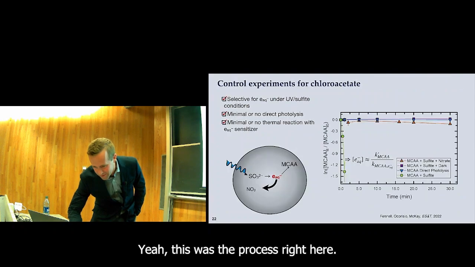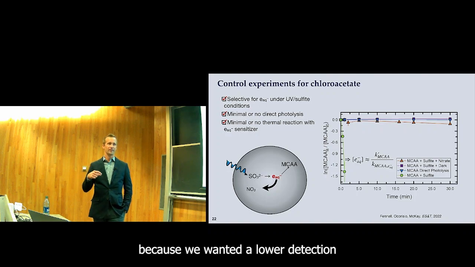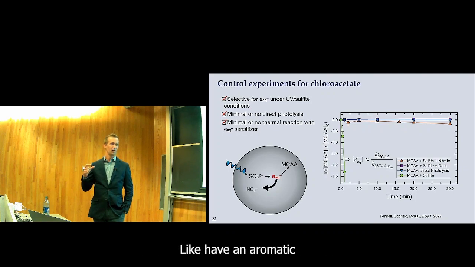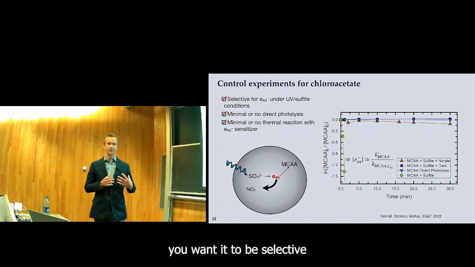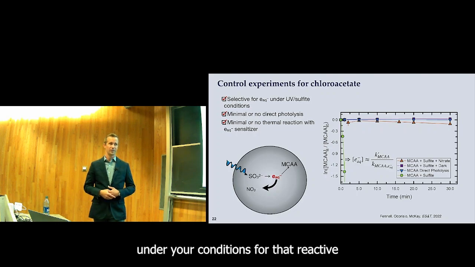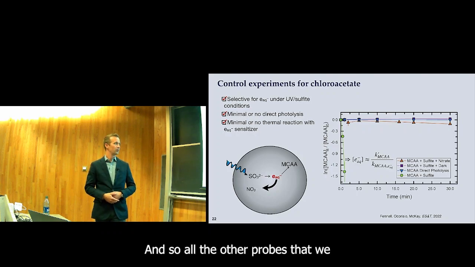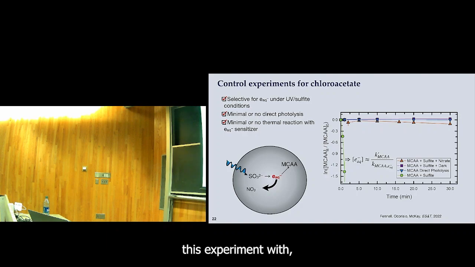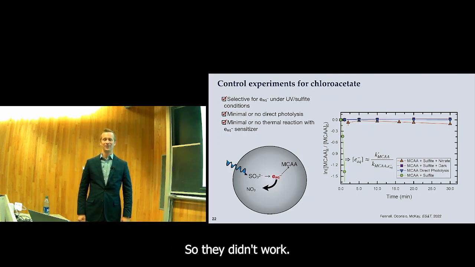Yeah, this was the process right here. We were trying several other probes because we wanted a lower detection limit than we could get by IC. So we were thinking something with HPLC would be great, like an aromatic that you could see with UV-vis or fluorescence, but that didn't end up working out. It needed to be selective. What you want is for it to be selective under your conditions for that reactive transient as best as you can. And all the other probes that we tried, in this experiment with sulfite and nitrate, there was always appreciable attenuation of the probe. So it didn't work.